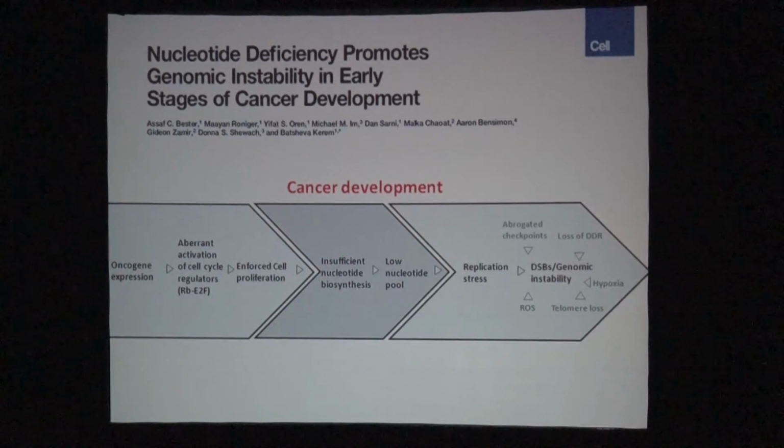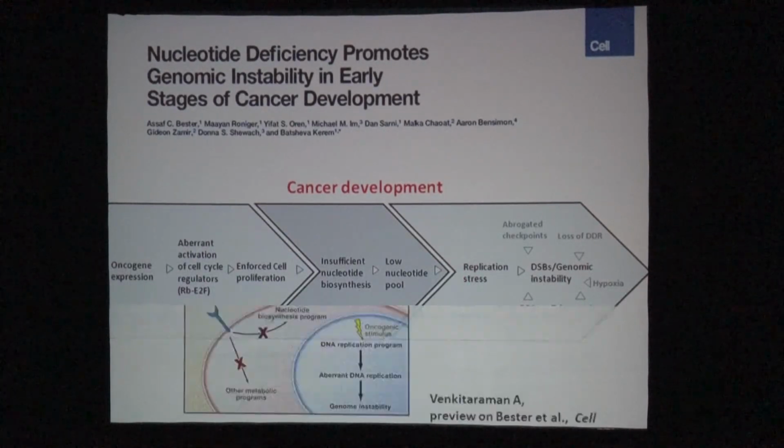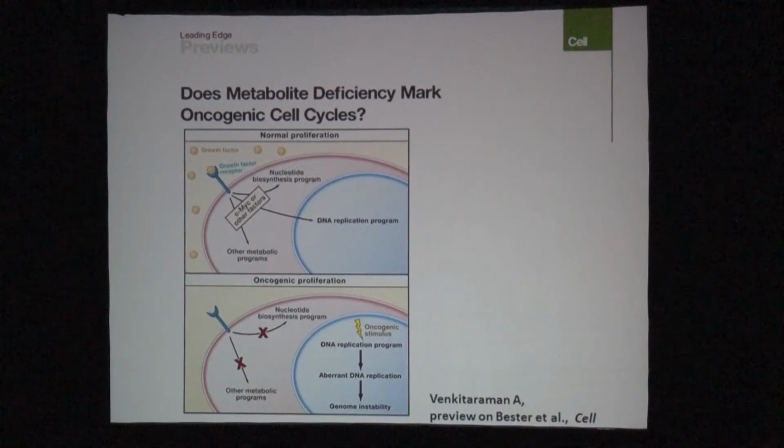So here is the conclusion that we draw from this work. When a cancer gene is expressed, cells are forced to proliferate, but there are insufficient building blocks. This leads to perturbation in DNA replication and to breaks. And when the paper was published about 3 years ago, we found that a very distinguished scientist wrote a preview on our paper, and actually he drew a better model, a better way of describing our results, and I will end by showing this.